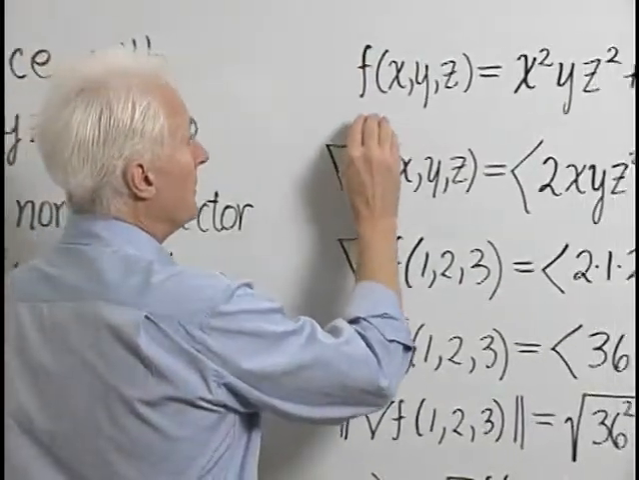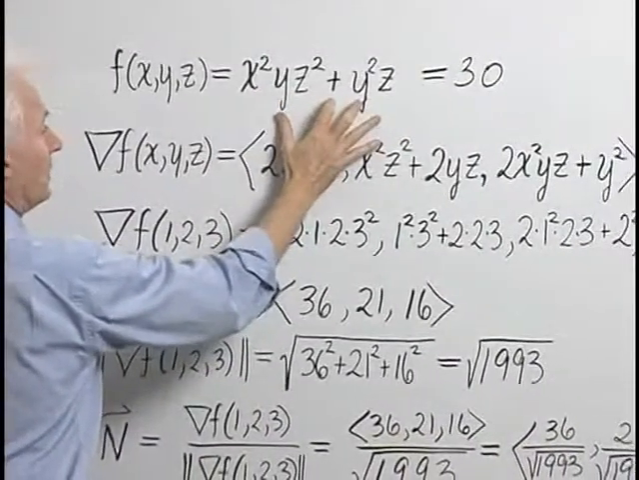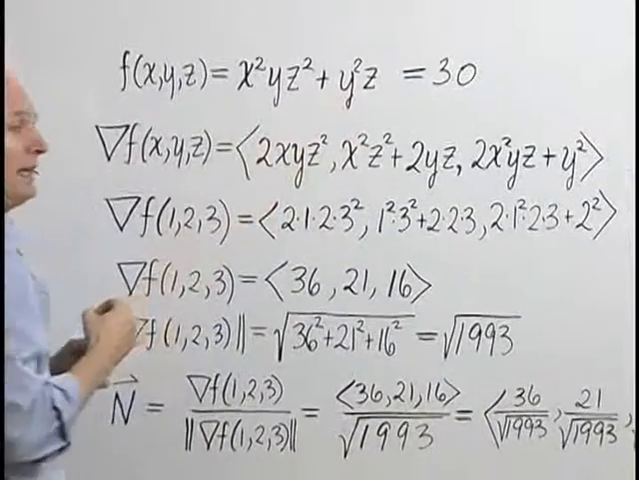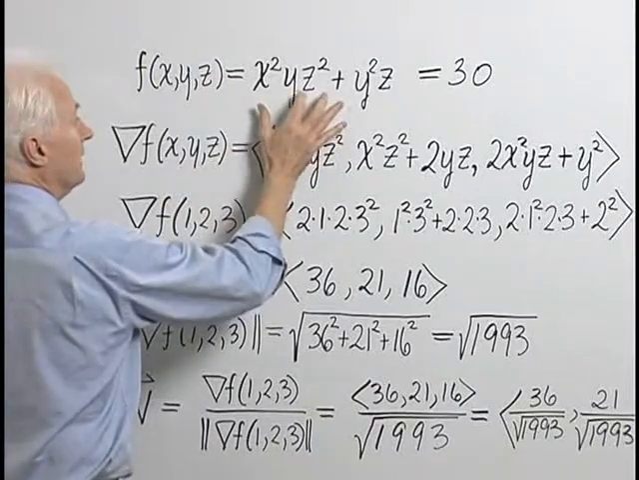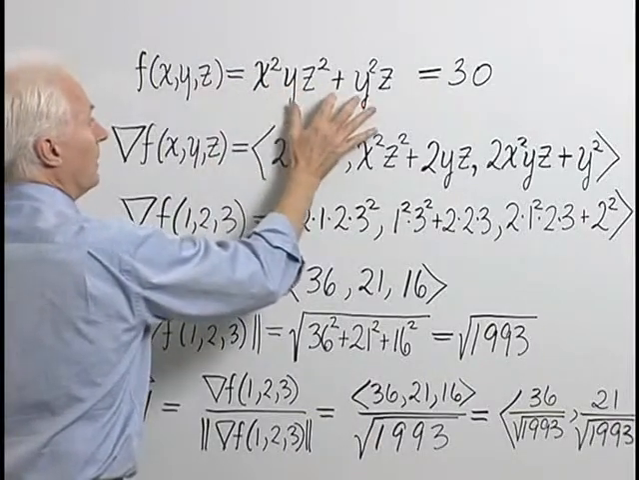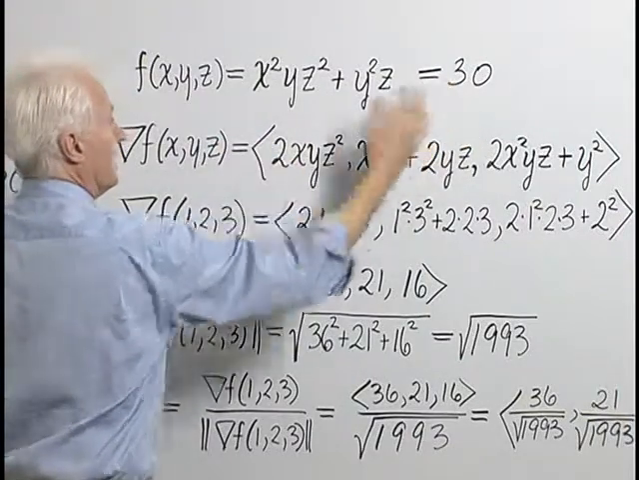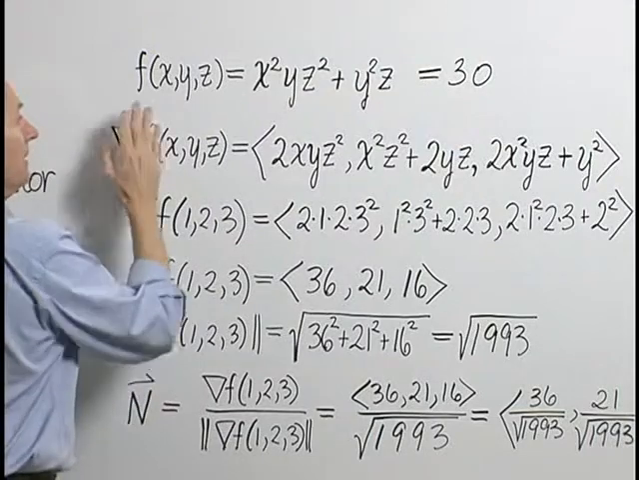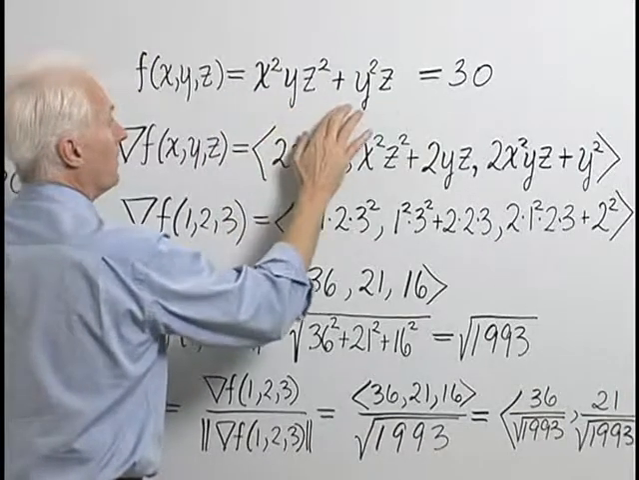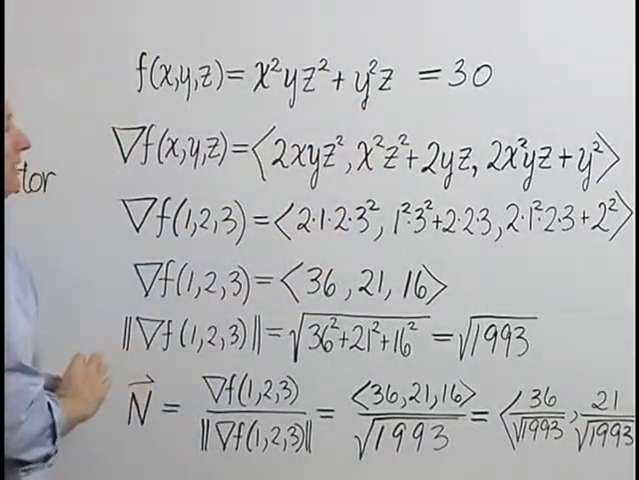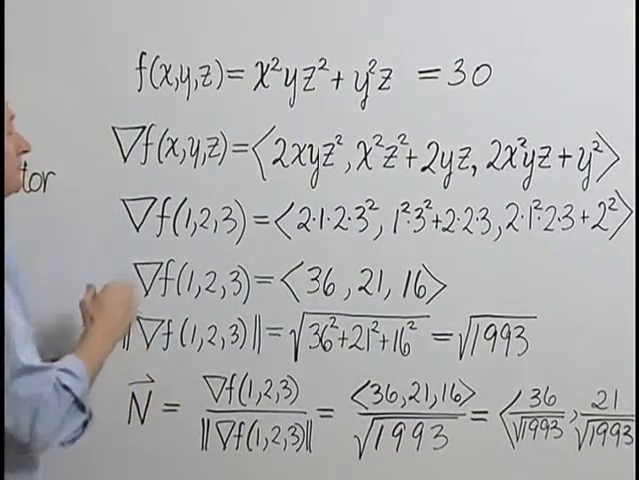So our technique, remember, is we look at the expression on the left side of the equation involving all the variables. Incidentally, if you had variables on both sides of the equation, you would just move them all to one side, so the equation takes the form some expression in x, y, and z equals a constant. In fact, if you move the constant over, you can always make that constant equal to 0. It won't matter. The point is, here I have the function f of x, y, z equals x squared y z squared plus y squared z. And so the equation of our surface takes the form f of x, y, z equals 30.